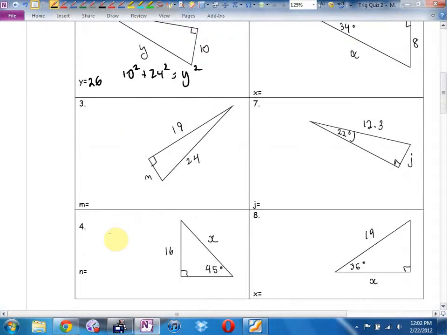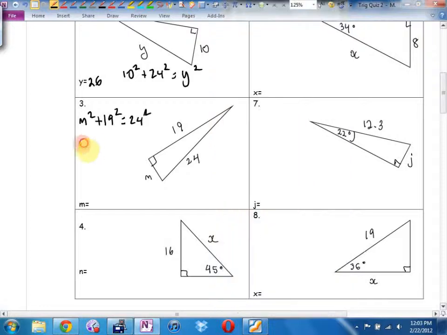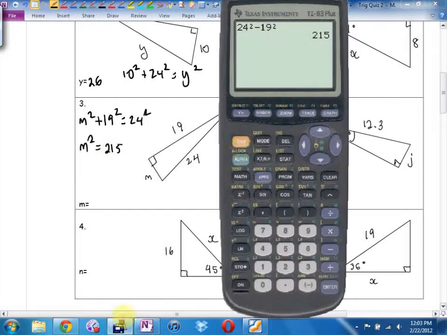Specifically, when we get, oh, one more Pythagoras here. This one won't work out evenly, I don't think. You get m squared plus 19 squared equals 24 squared. 24 squared minus 19 squared. Come on, calculator. So you get m squared equals 215. And then how do I get rid of the squared?